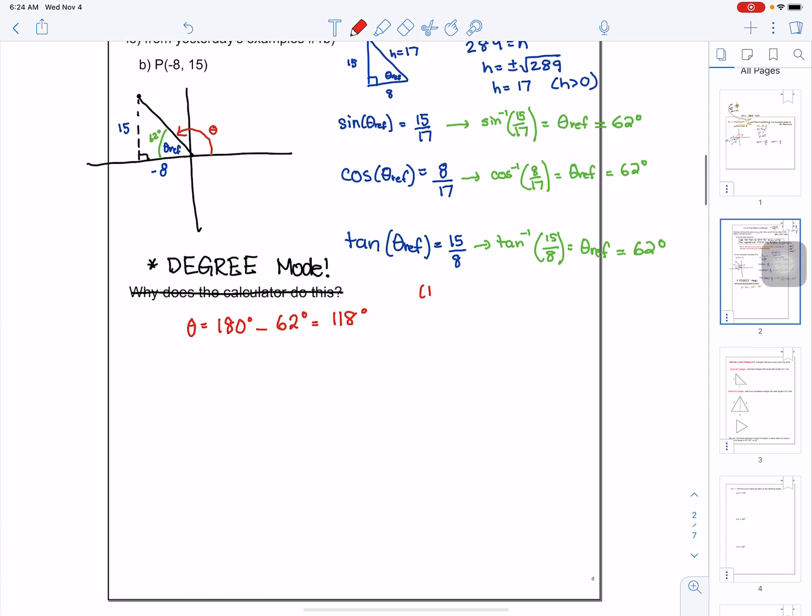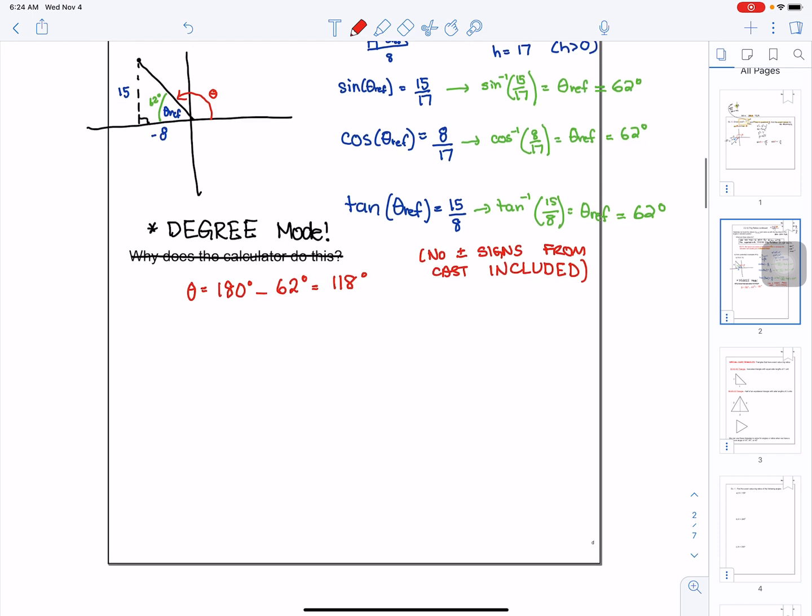So we again want to have no plus minus signs from CAST included. I say plus minus as in considering the sign, but basically you just want to leave everything positive. Now again, if I do cosine of theta, my theta would be using the red angle. I would have to use my CAST rule or look at the signs on the triangle in that location. So like the -8, the +15, and the 17. My tan of theta would be -15 over 8. And my sine of theta would equal 15 over 17.